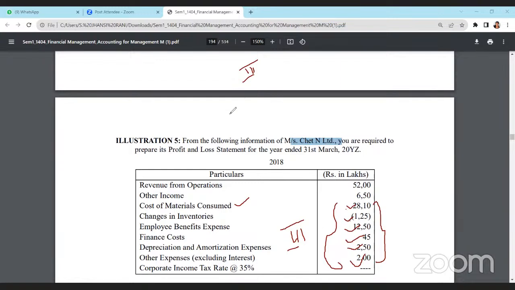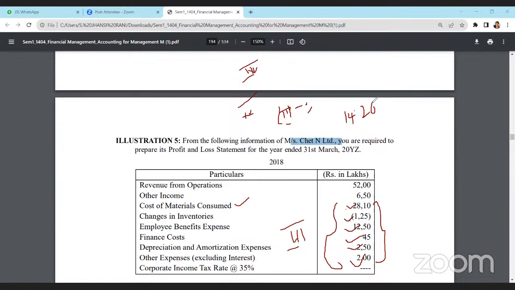So next we'll have profit before extraordinary items and tax. Do we have any extraordinary items? No, we don't have anything like that in this question. So total income minus expenses, we will get 1,420. And we don't have any extraordinary or exceptional items.